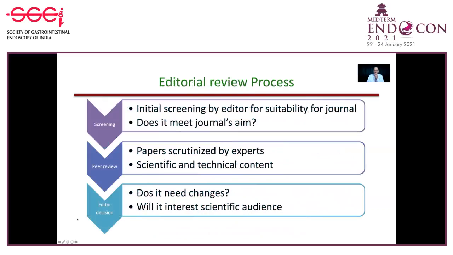Editorial review process consists of 3 stages. Stage 1 is screening. Here, an initial screening is done by the editor for the suitability for the journal. Does it meet the journal's aim and focus? Second stage is the peer review. Here, the papers are scrutinized by experts in the field, and they look at the scientific and technical content of the paper. And the last stage is editor's decision. Editor decides does it need changes or will it interest the scientific audience, and then accepts or rejects the paper.